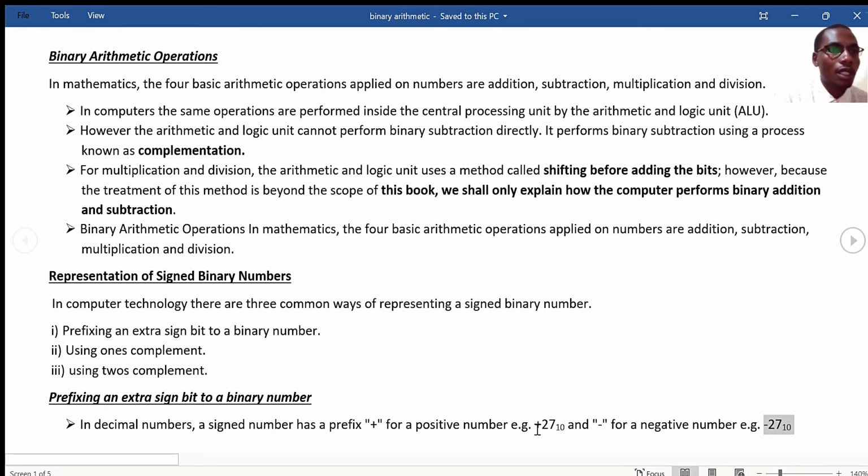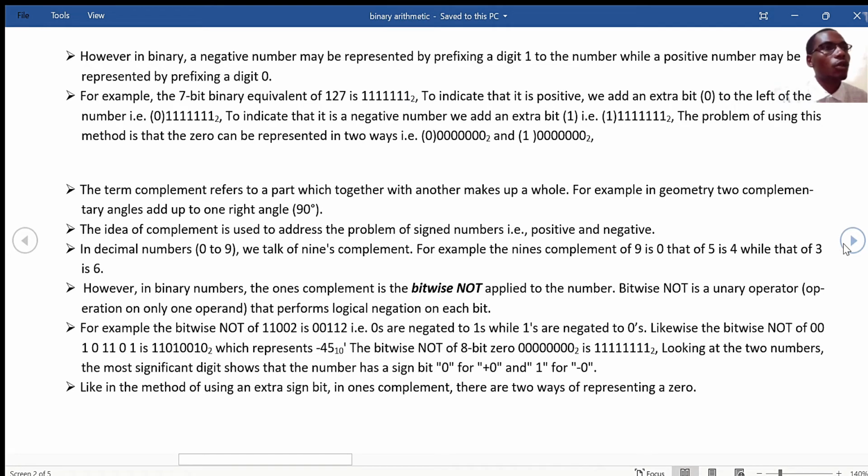For instance, this is 27 under base 10, showing that this is a decimal number, and we have negative 27 showing that this is a negative number. So that is how we did it back in lower classes to represent decimals, to show that they are either negative or positive.